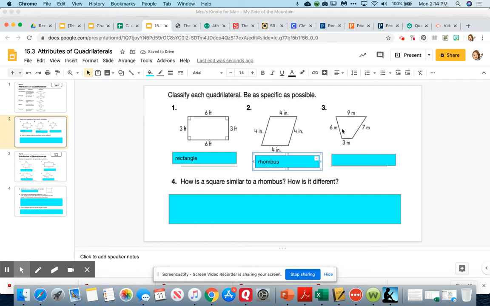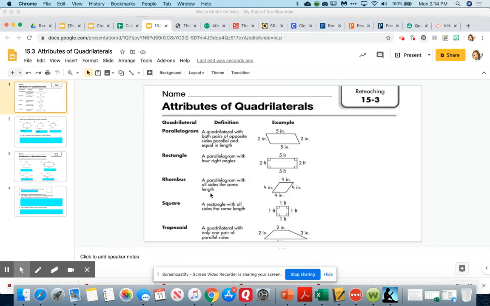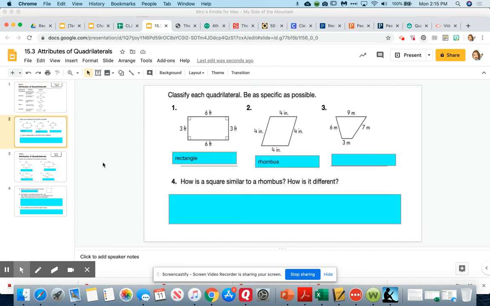And then our last shape here, I see all different lengths. So we know it's not a square. We know it's not a rhombus. We have no right angles here. And this 9-inch side is parallel to the 3 side, but 6 side and the 7 side are not parallel. So if I look at my chart, what can it be? Well, it's a trapezoid because only one set of lines are parallel. So that's a trapezoid.